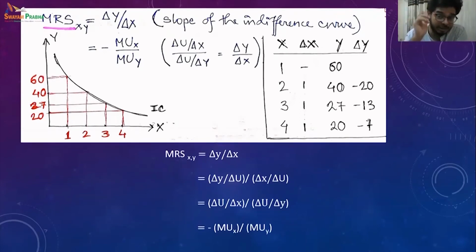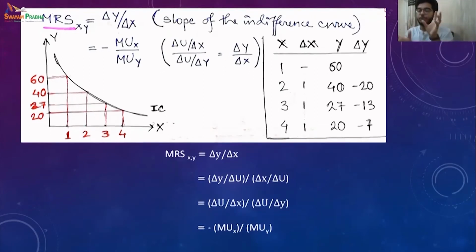At the same time, diminishing, that minus 20, minus 13, minus 7. At the same time, if we start with delta y by delta x, then you divide both the sides, delta y divided by delta u, delta x divided by delta u. So if it is 5 by 3, you can do 5 by 2 divided by 3 by 2. Both the sides you are dividing by 2, right? It says the same thing, 5 by 3. Similarly, delta y by delta x, you are dividing by the same thing in the numerator as well as in the denominator, delta y by delta u, delta x by delta u, and then change it, delta u by delta x and delta u by delta y.